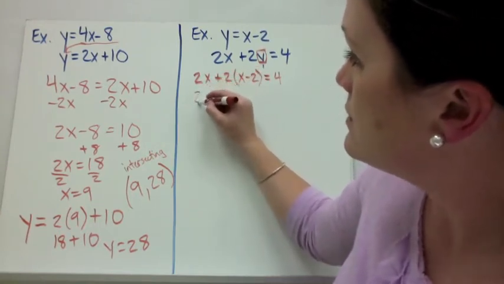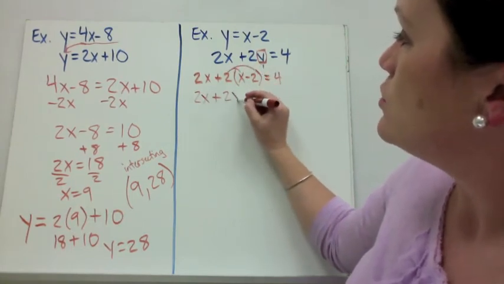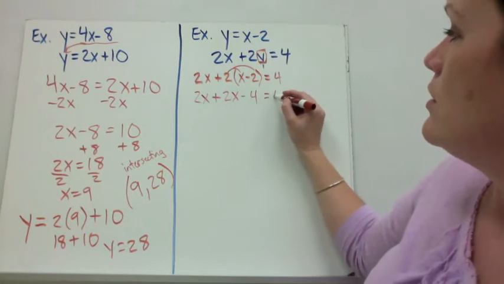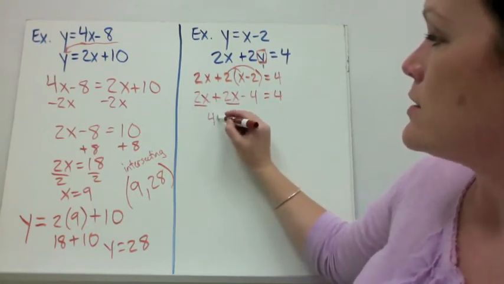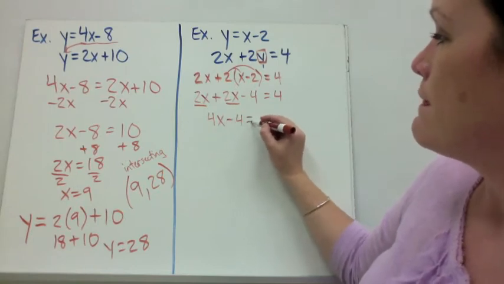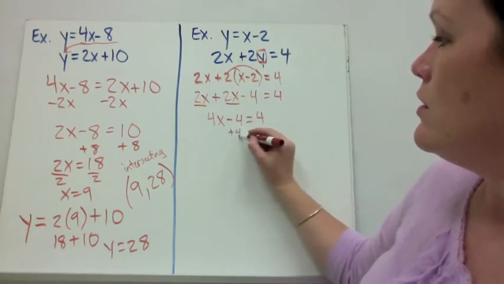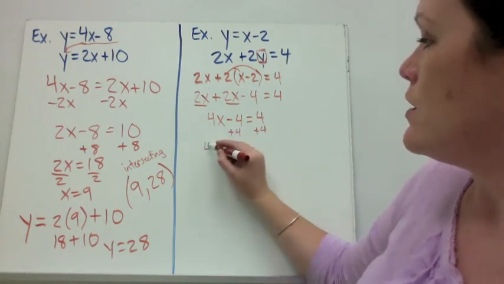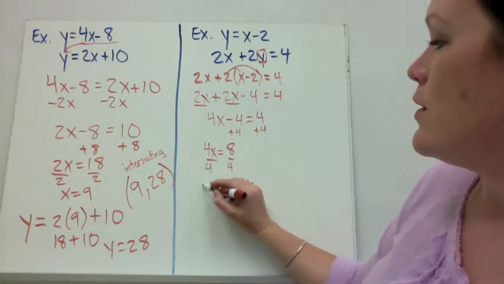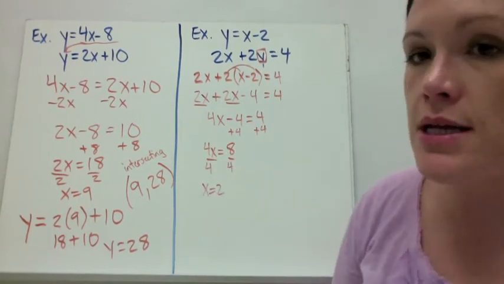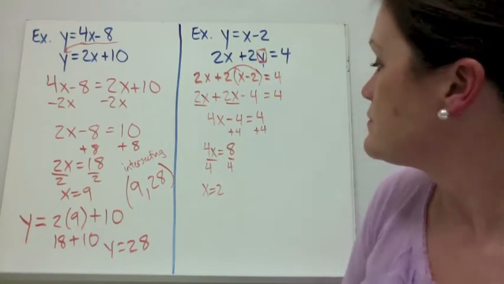So 2x plus, and then distribute the 2, so we get 2x minus 4 is all equal to 4. 2x plus 2x are like terms, so we're still solving. 4x minus 4 equals 4. We can add 4, so 4x equals 8. Divide by 4, so x equals 2. Again, that's half of our answer. You don't want to forget to go back and get the y.